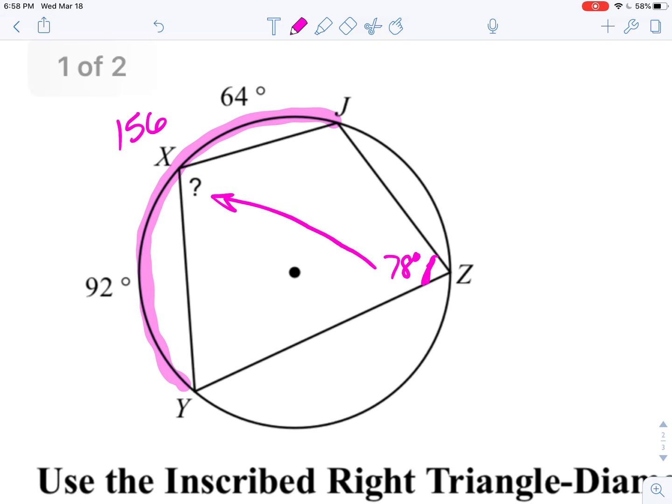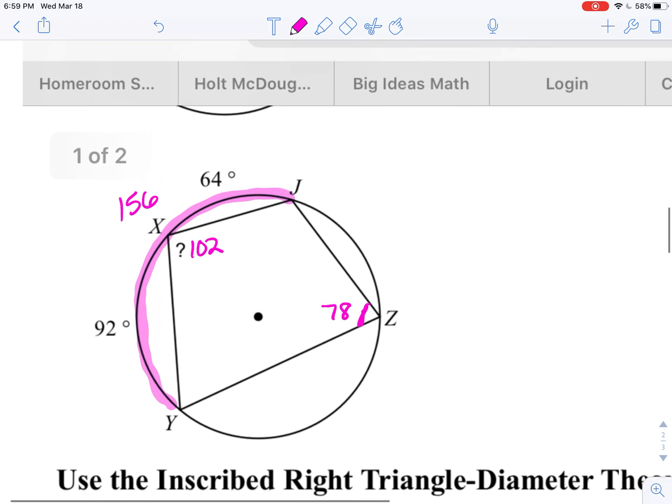And now how in the world do I find the opposite angle? What do I know about opposite angles? They've got to add to something, in this case 180. So this has to be 102 degrees. Again, we didn't solve for x first, but I knew this arc JY, that was given to me, and then I could find z pretty quickly from there. So 78 and 102.